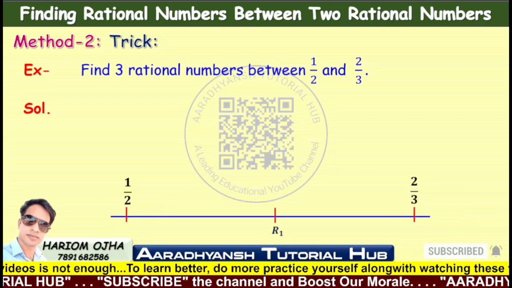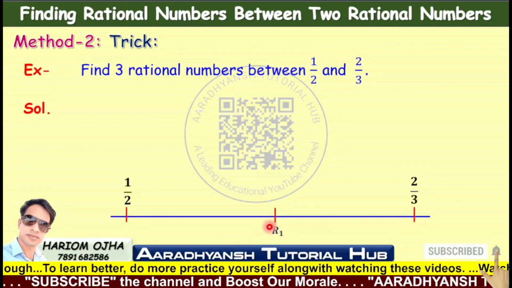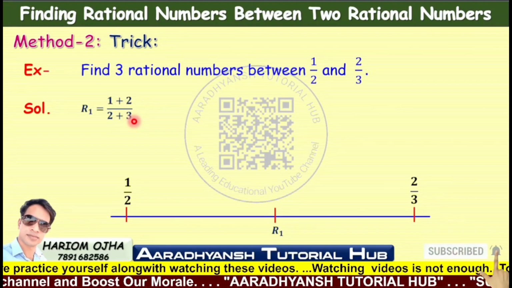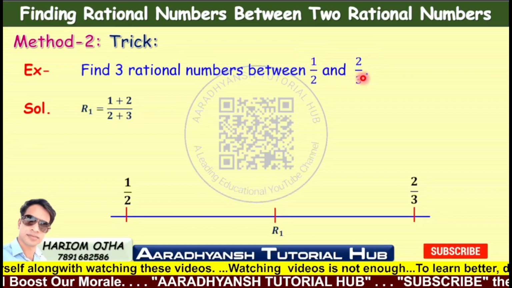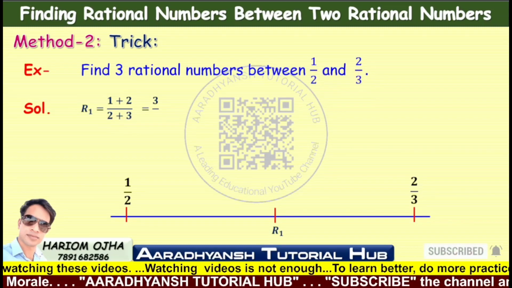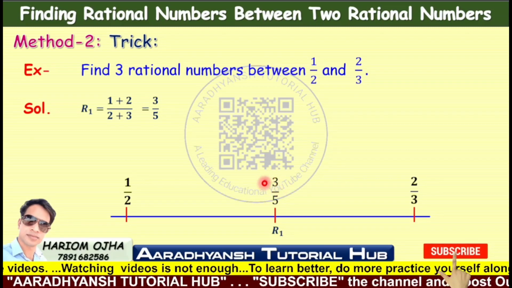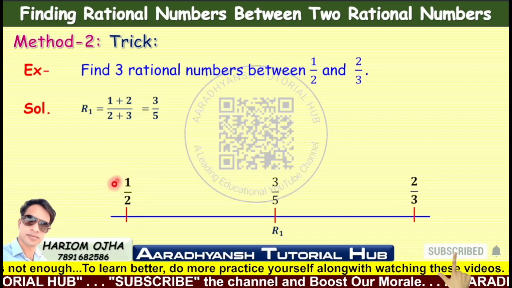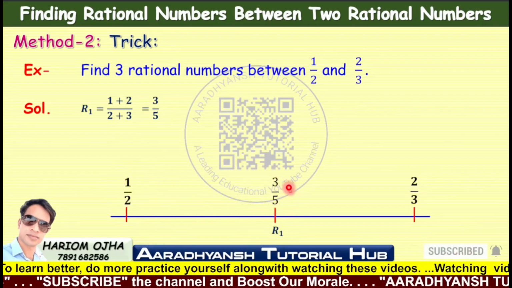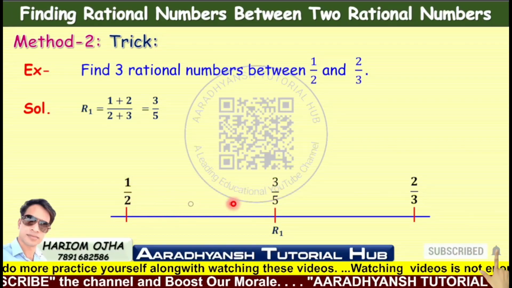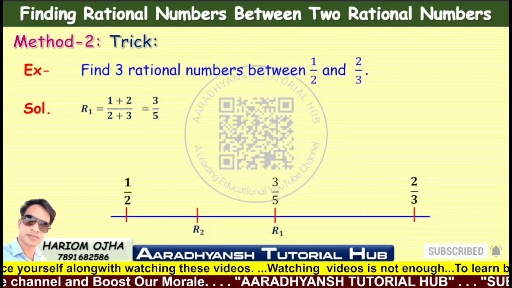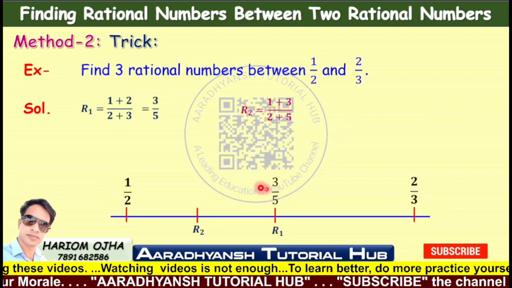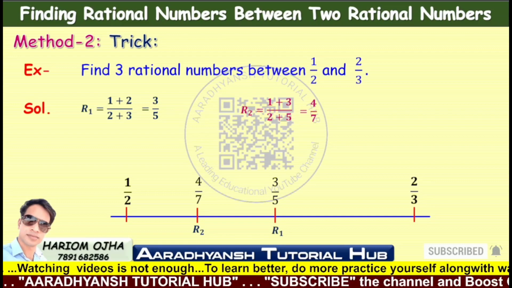Okay, so the first rational number between them, we represent it by r1. So r1 will be found like this: 1 plus 2 over 2 plus 3. We add its numerators 1 and 2 and its denominators 2 and 3, and you will get 3 over 5. So it is the first rational number falling between them. Similarly, if you find a rational number between 1 over 2 and 3 over 5, then now what will be added? 1 plus 3 over 2 plus 5. That will be r2, the next rational number. r2 will be found like this: 1 plus 3 over 2 plus 5, and you will get 4 over 7. It is the next rational number.